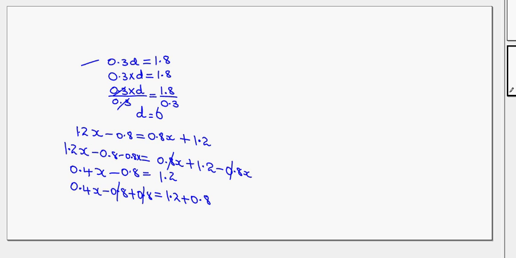Okay, so I'm going to take this now and bring it up a little higher so I could be a little more comfortable writing on it. Right? And we say 0.4x will be equal to... 1.2 plus 0.8 is how much?